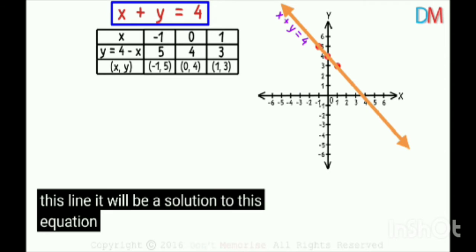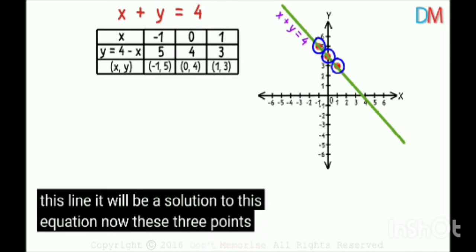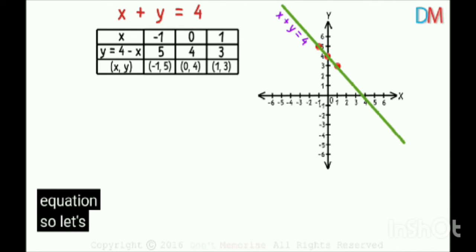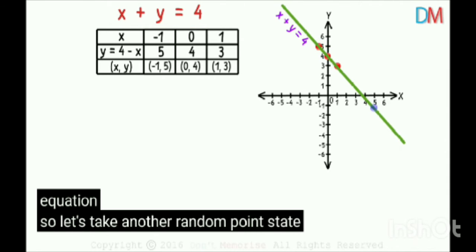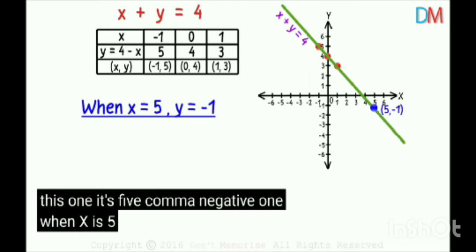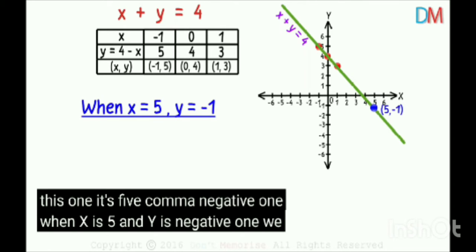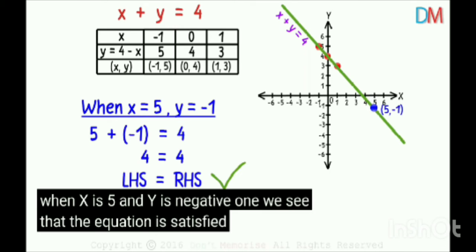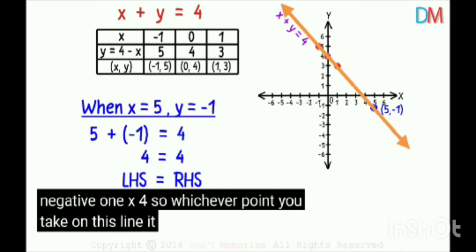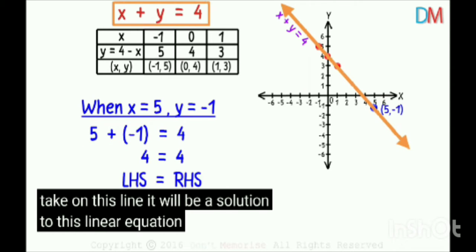to this equation. Now these 3 points we surely know are the solutions of this linear equation. So let's take another random point. Say this one. It's 5, -1. When x is 5 and y is -1, we see that the equation is satisfied. 5 plus -1 is 4. So whichever point you take on this line, it will be a solution to this linear equation.